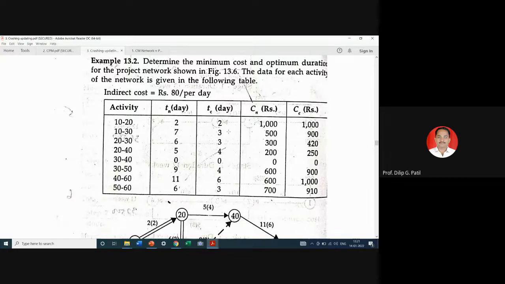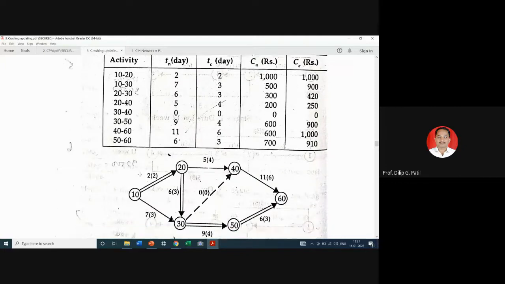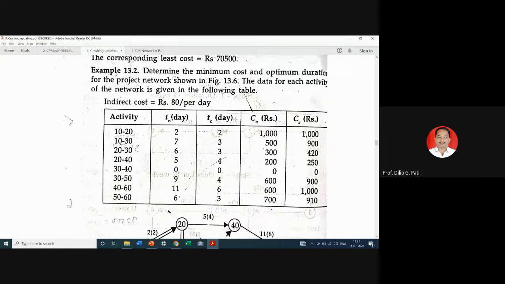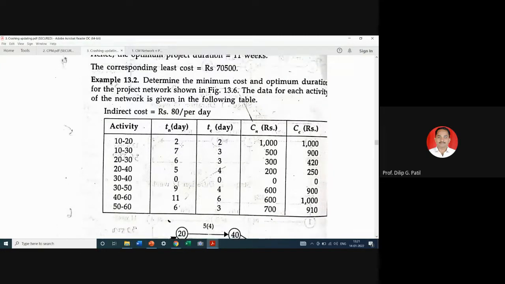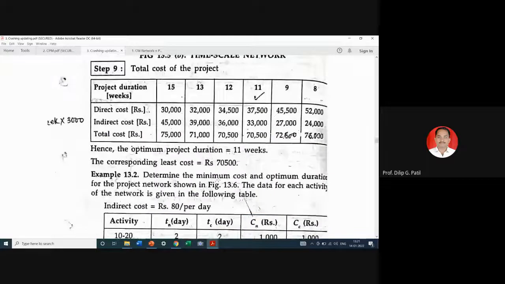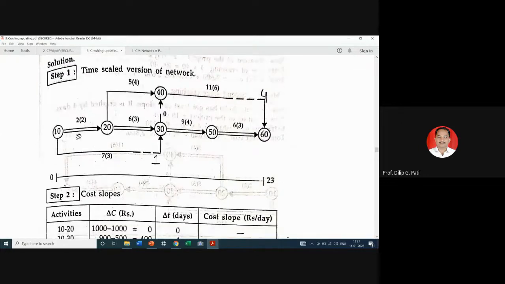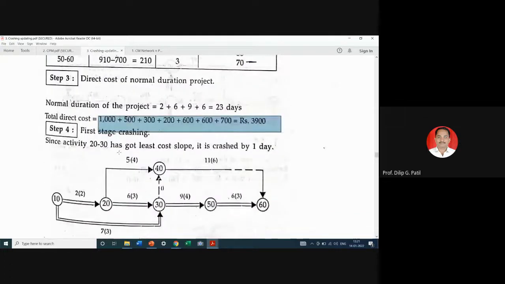2020 we could not crash because there is no scope for crashing. 2 and 2 is same. So we need to understand it well that there is no scope for crashing of 2020, although that is on the critical path, because both the durations are same. This is 2, 2. So we have selected this by 1 week, 2030. 2030 has got least cost loop. It is crashed by 1 day.